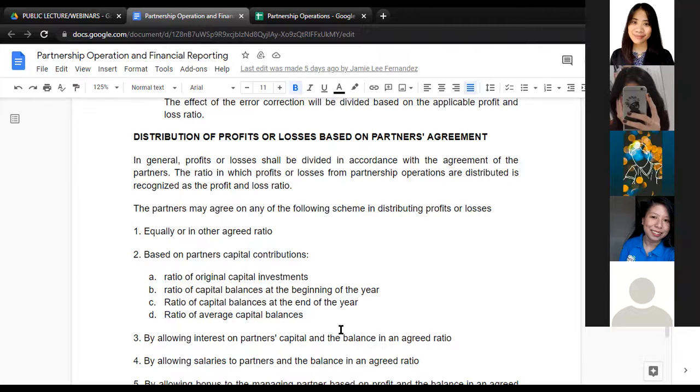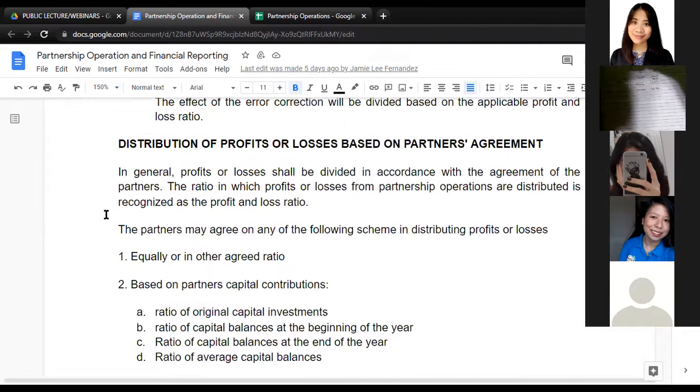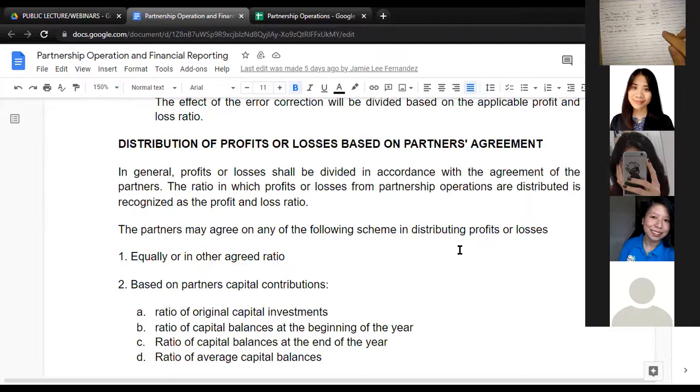So I have here prepared an example or an illustration. Ayan. You can pin me muna. Ayan, may spotlight na ako. Para makita nyo yung illustration.